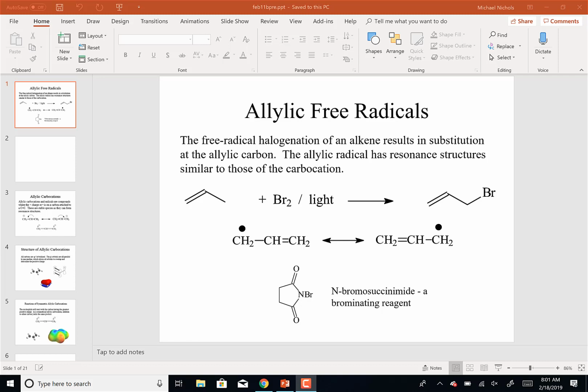So today's topic is finishing up one important thing on allylic radicals, as well as looking at allylic carbocations, and then looking at 1,2 and 1,4 addition. So if anybody looked at this, do they have any questions?